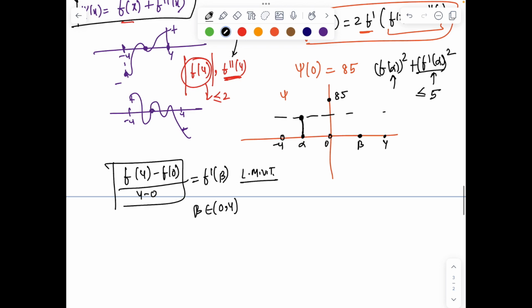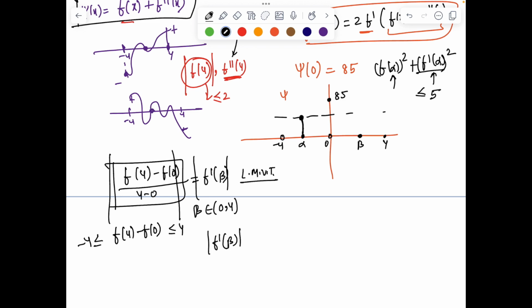Now again from the codomain definition we know f of 4 minus f of 0 can go maximum to 4 and minimum to minus 4. So if I take mod on both sides, that again restricts mod of f dash beta to be less than 1. And what about f beta? From the codomain it is less than 2. It means for beta also, the value it gives will definitely be less than 5.